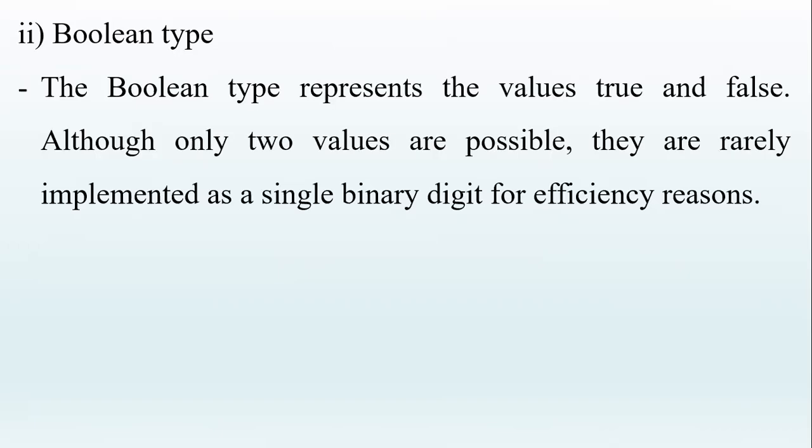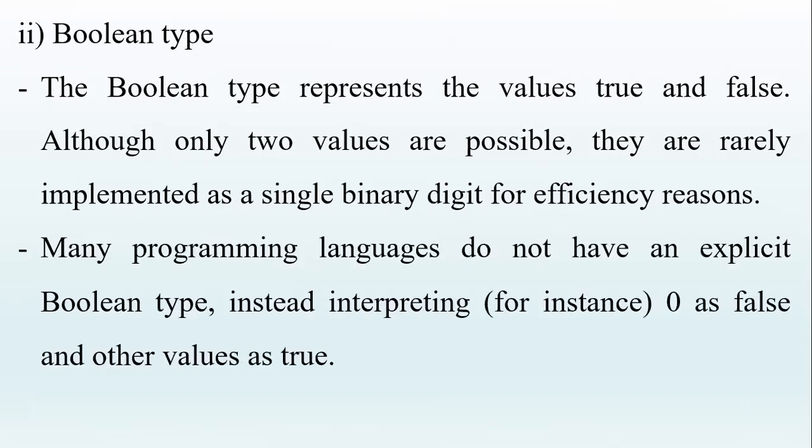The second type is Boolean type. The Boolean type represents the values true and false. Although only two values are possible, they are rarely implemented as a single binary digit for efficiency reasons. Many programming languages do not have an explicit Boolean type, instead interpreting, for instance, 0 as false and other values as true.